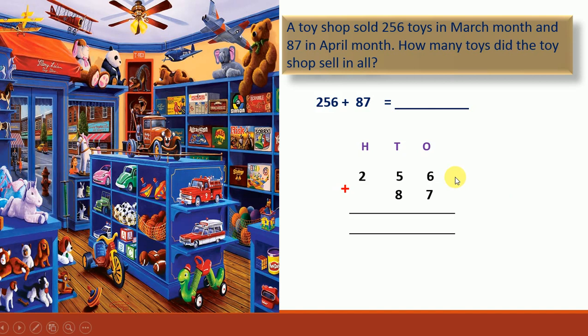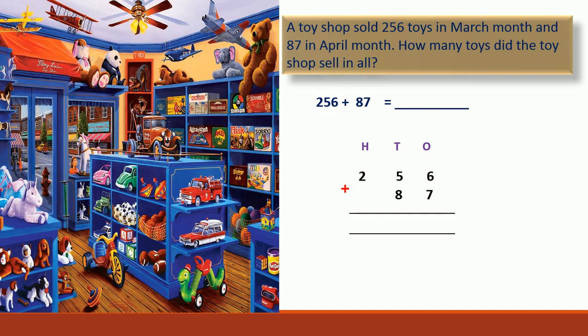In both numbers we have 6 ones and 7 ones. So in the ones place we have 6 and 7. Add these two numbers. Keep the number 6 in your mind. Take 7 on your finger. Count forward: 6, after that 7, 8, 9, 10, 11, 12, 13. So when we add the ones place, we get the number 13.